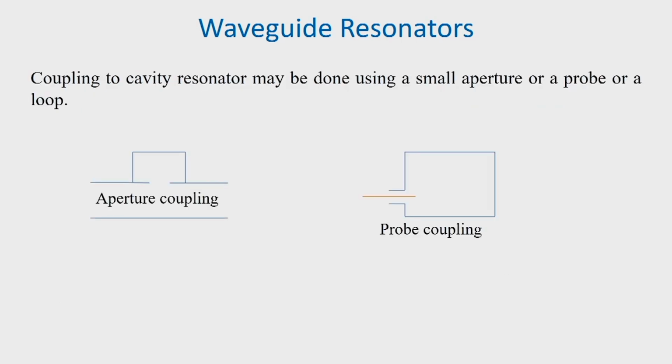Coupling to cavity resonator may be done using small aperture or a probe or a loop. So, this is an aperture coupling, where through this aperture the coupling with the cavities is achieved. This is a probe coupling, where this central probe goes inside the cavity, and this is a loop coupling, where this central conductor of the coax forms a loop.